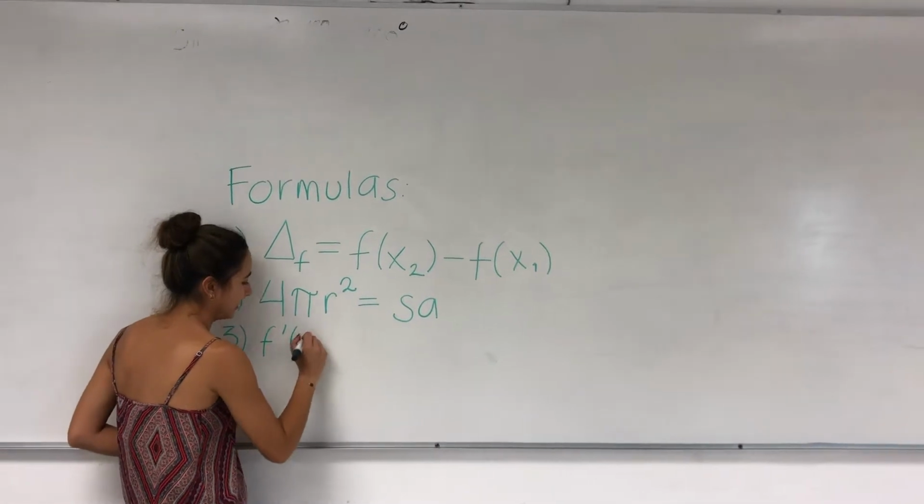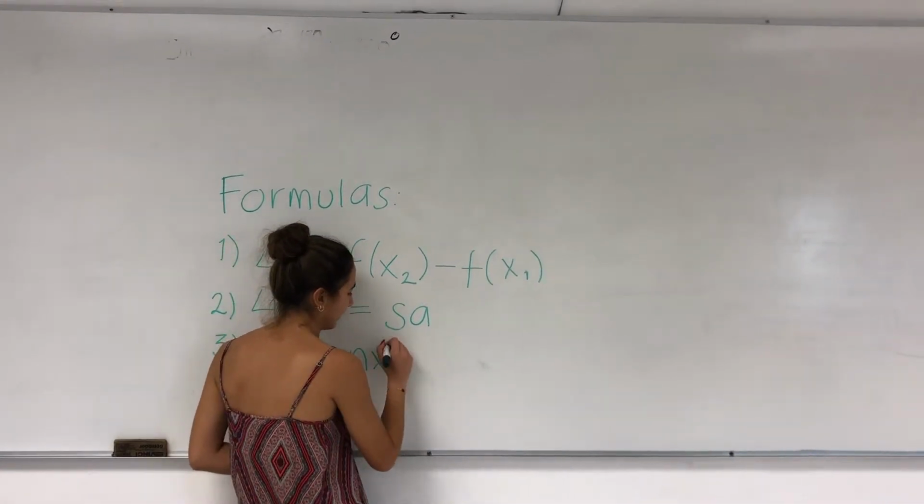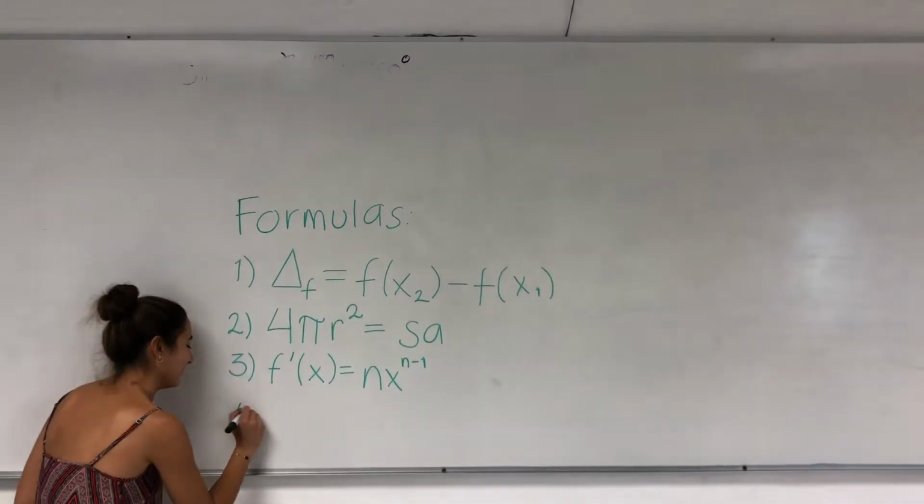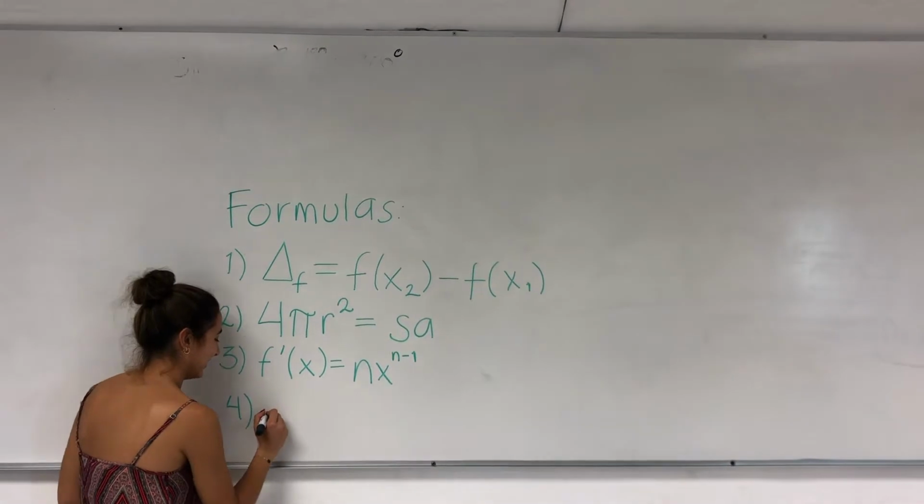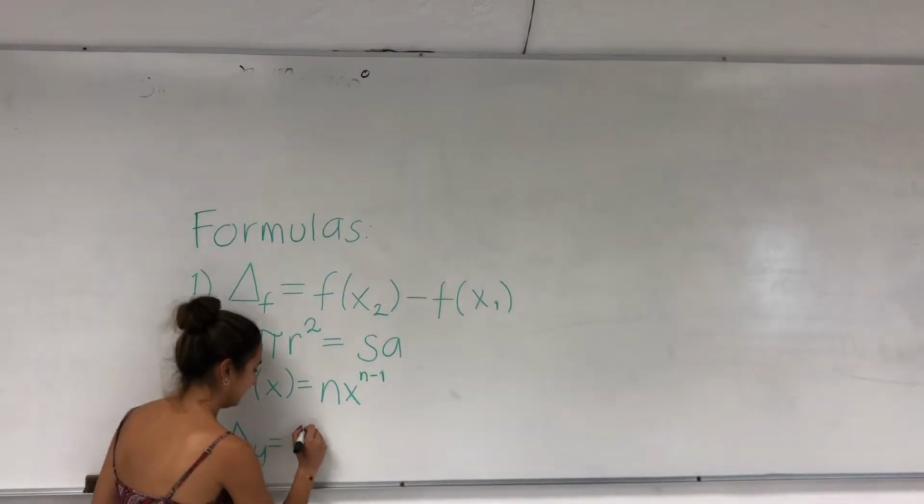For the third formula, we have the derivative, which equals n times x elevated to n minus 1, where n equals the exponent. And the fourth formula is delta y equals the derivative, which is the formula from above, times dx.